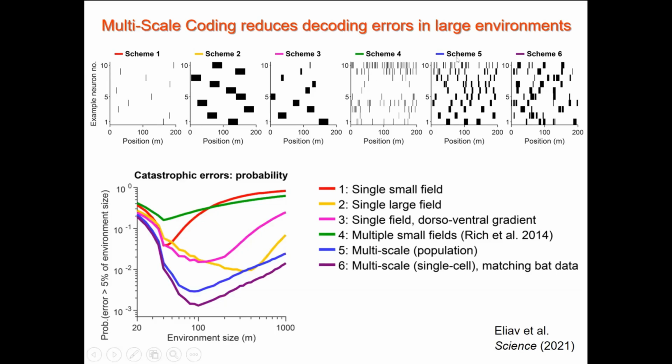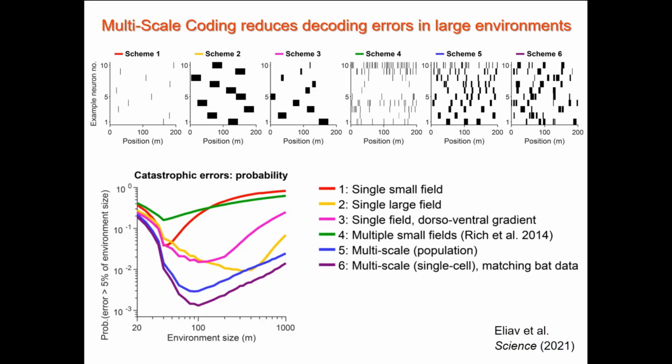So we compared various encoding schemes. In fact, not just 6, we had 8 different encoding schemes in the paper, but I'm showing you just 6 here. And what I'm showing you here is what we call the catastrophic decoding error, which is the probability of having a decoding error which is larger than 5% of the environment size. So we did here maximum likelihood Bayesian decoding. We also looked at population vectors, so other decoders, but they all give the same result.